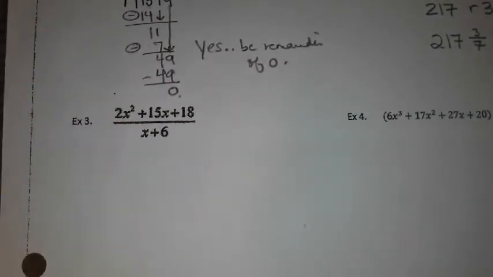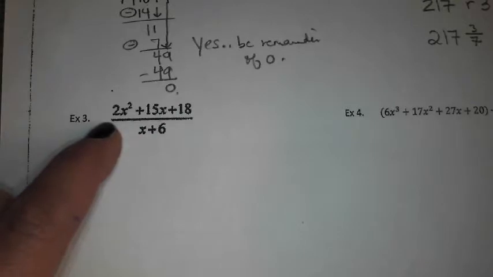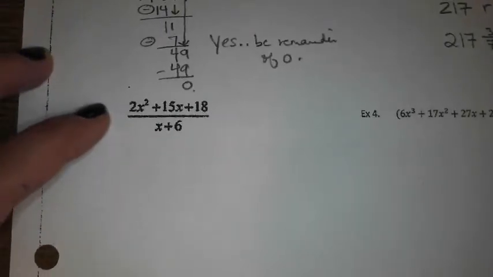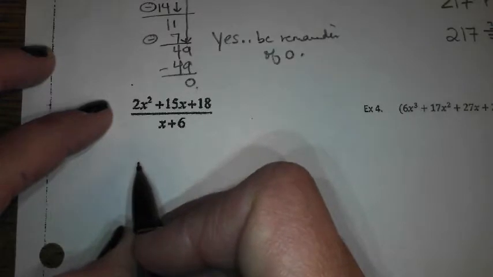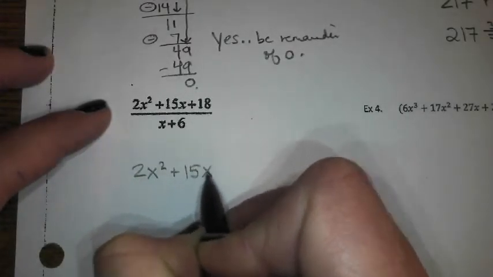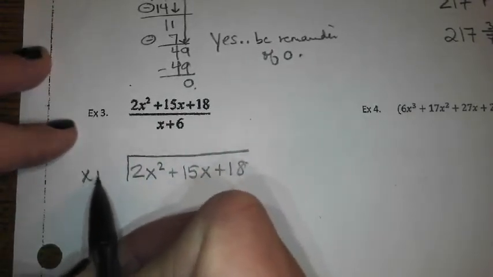We're going to do long division with polynomials. We're talking all about factoring right now, right? Factoring polynomials, finding the roots. So we want to see, is x plus 6 a factor of this? So I'm going to do long division, and here's how it's going to work. Seems crazy. You're going to like it. 2x squared plus 15x plus 18 divided by x plus 6.